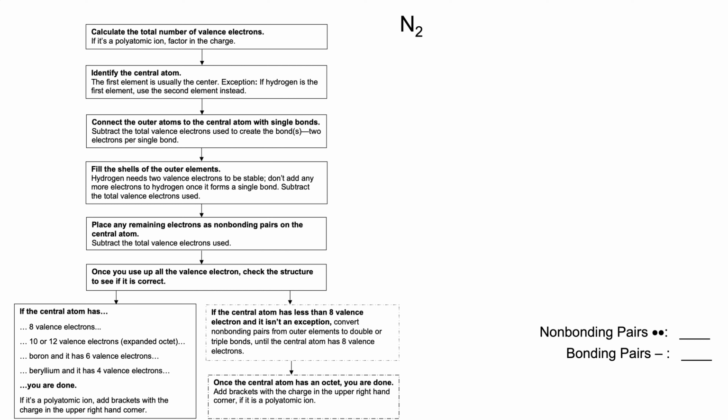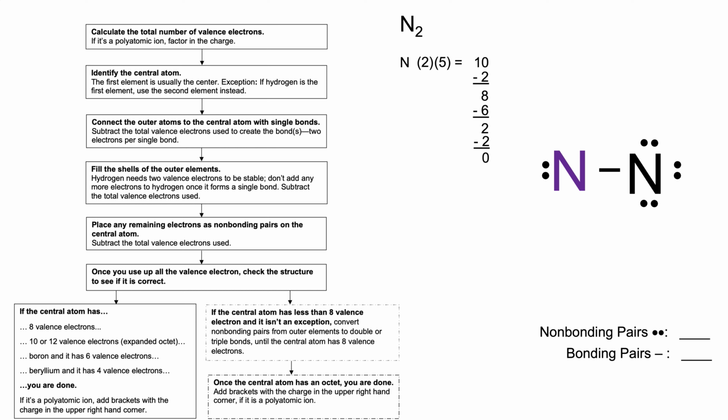To draw the Lewis structure for diatomic nitrogen, I start off by creating the inventory. There are 2 nitrogens, each contributes 5 valence electrons. I multiply across to give me a total of 10. I'm going to treat one of the nitrogens as the central one, the other one as the outer one, and I'm going to connect them using a single covalent bond. That uses up 2 electrons, leaving me with 8 left over. I'm going to fill the shell of the outer one. That uses up 6 electrons, so now I have 2 left over. I'm going to place those 2 remaining electrons as a non-bonding pair on the central atom, and now I've reached 0 valence electrons left in my inventory.